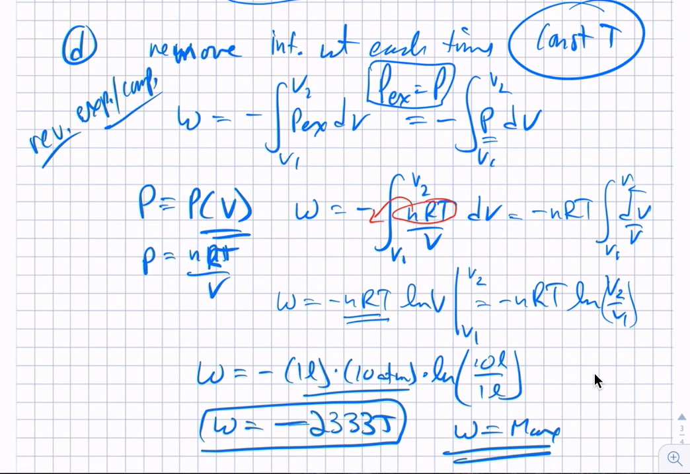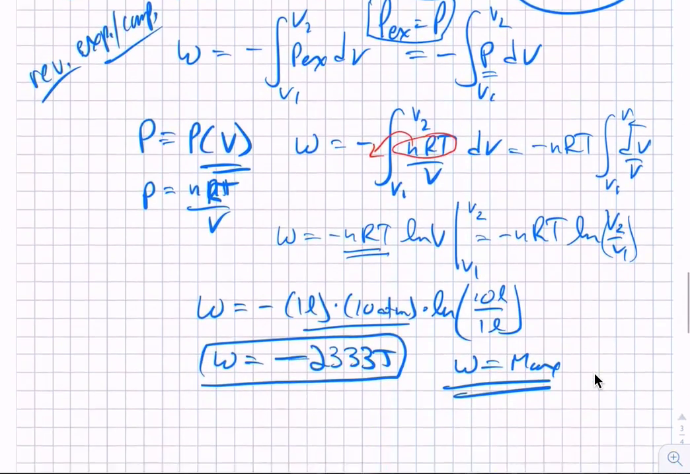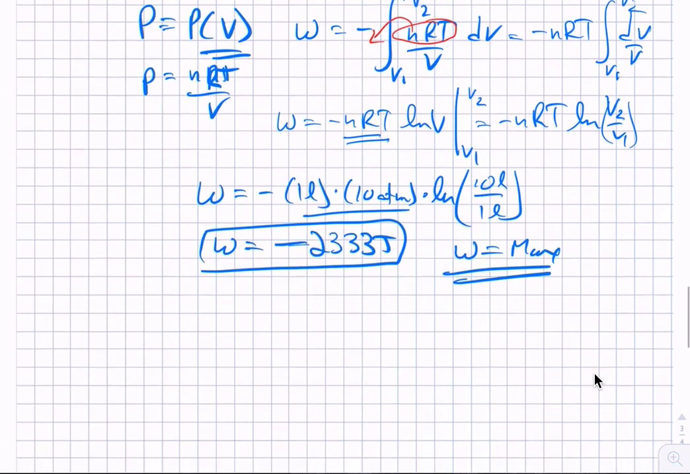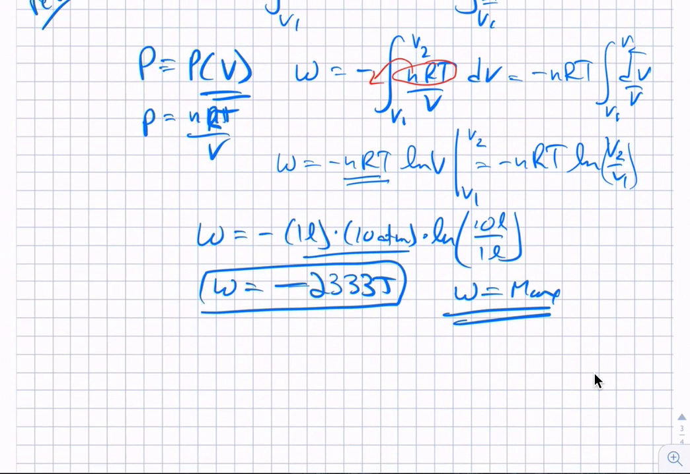And note the minus 2333 is still substantially larger than the minus 1954. So this is this limiting case we call reversible expansion or compression. It could be the maximum work we can do on the system or the maximum work we can get out of a system. We're going to see how this plays into the first law of thermodynamics shortly.